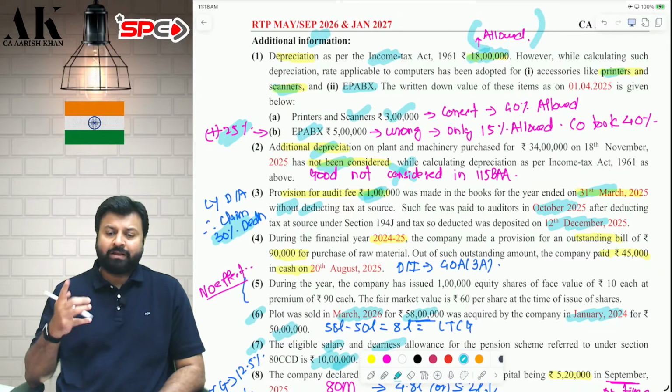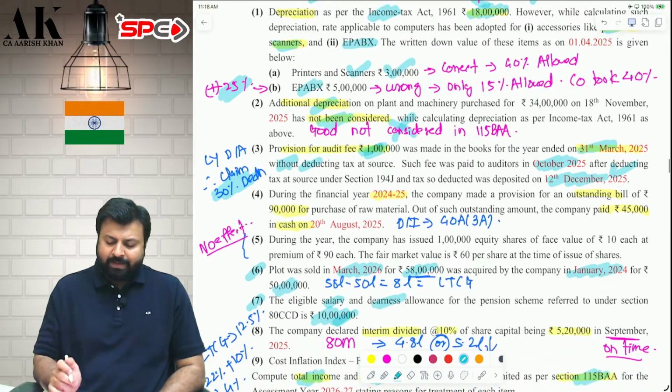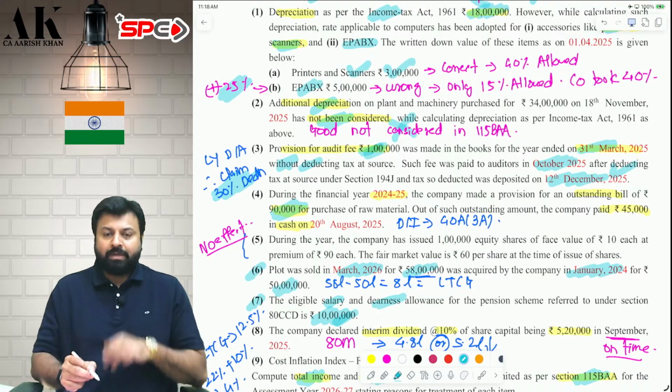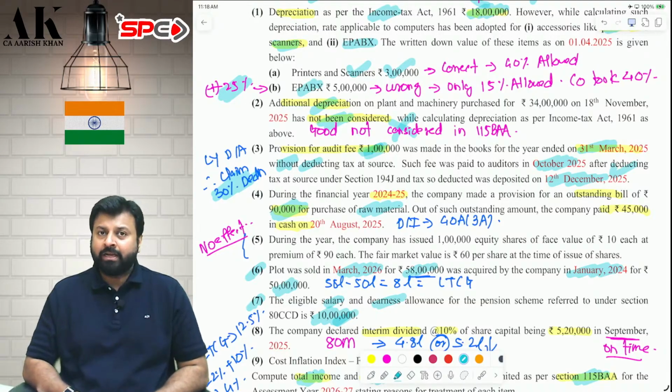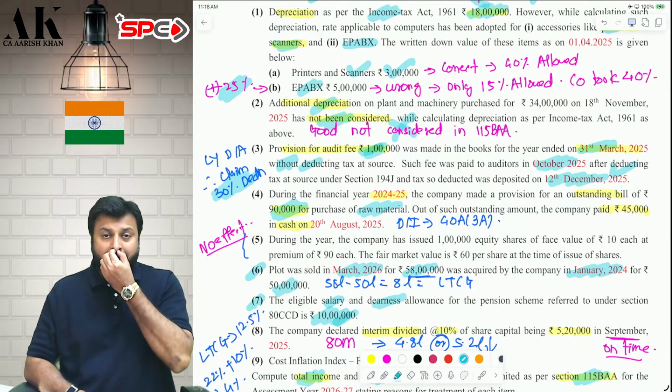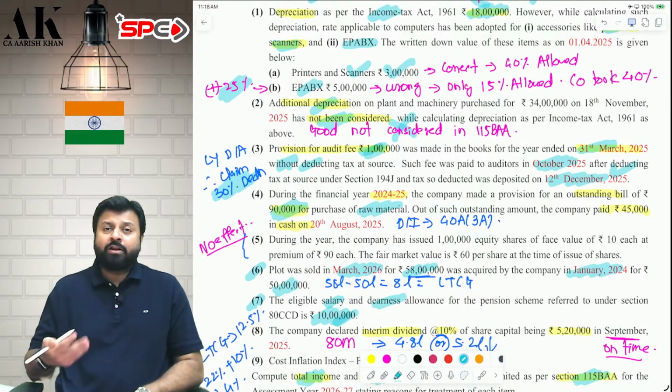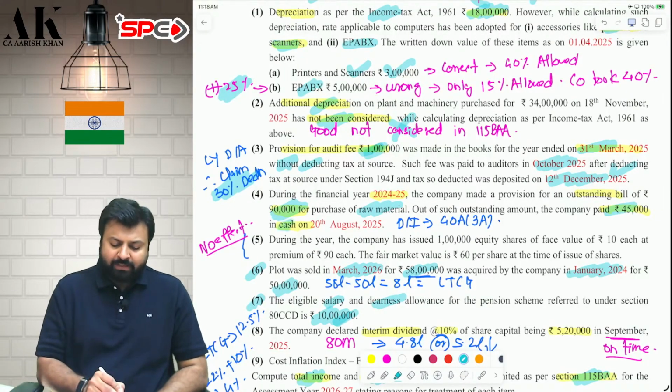Therefore, 30% of 1 lakh will be allowed to you in the current year. Similarly, last year there was an outstanding expense of 90,000 rupees on which you have claimed the deduction for purchase of raw material. You would have purchased some raw material by passing journal entry: Purchase account debit to creditors account 90,000 rupees. Now in the current year you are making the payment by cash. 45,000 you have paid by cash.